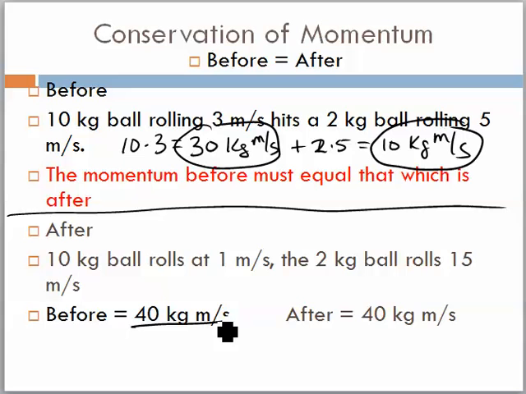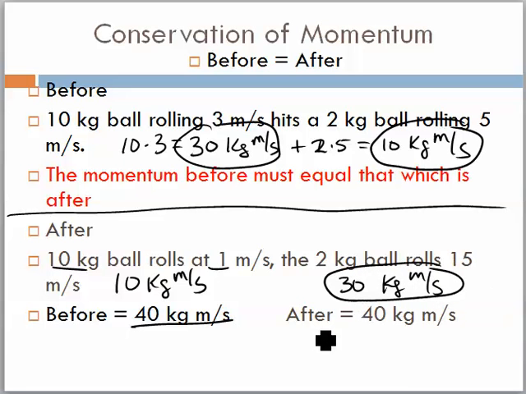Well, after the collision, we have a 10 kilogram ball. Still, the masses didn't change, but its velocity has changed from 3 to 1. So it now has a momentum of 10 kilogram meters per second because 10 times 1 gives us 10. And now we still have a 2 kilogram ball, but it's now rolling at 15 meters per second. So 2 times 15 gives us 30 kilogram meters per second. So afterwards, we still have 40 kilogram meters per second when you add up the 10 and the 30. The momentums of the balls changed, but the total momentum stayed the same.